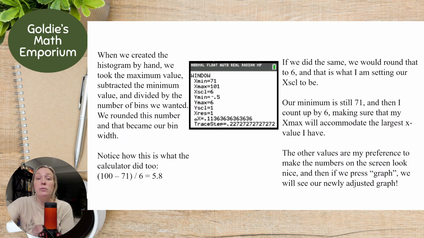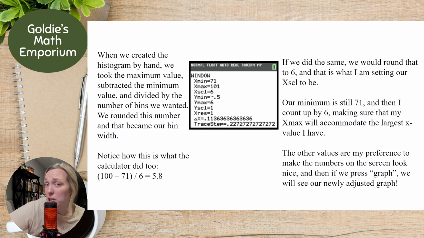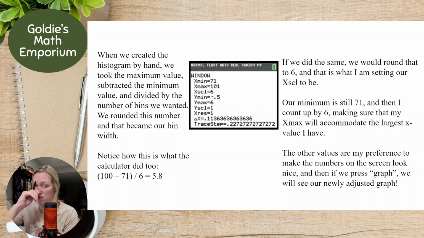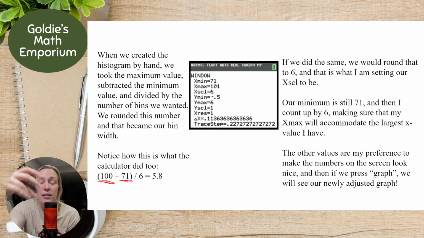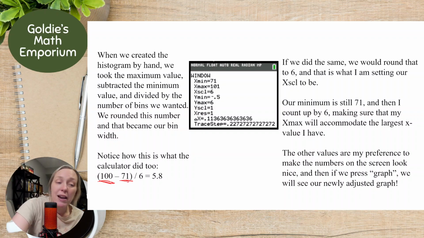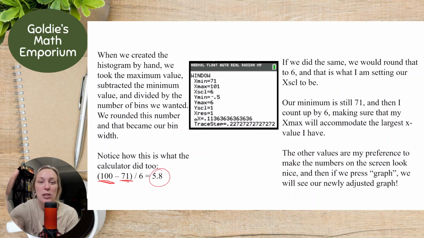Now, if we created this histogram by hand, like we've been doing so far, we would always take the maximum value minus the min value and divide by the number of bins we wanted. And then we rounded that number to become our bin width. So if we took the max value of 100 and subtracted 71 divided by 6, we would get 5.8. And that's what the calculator did too. That's why your X scale was 5.8.